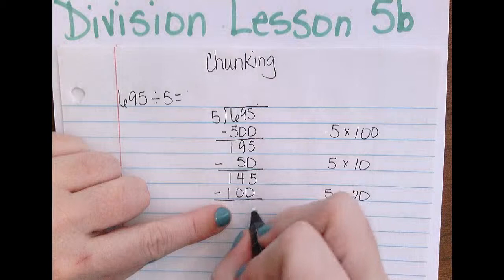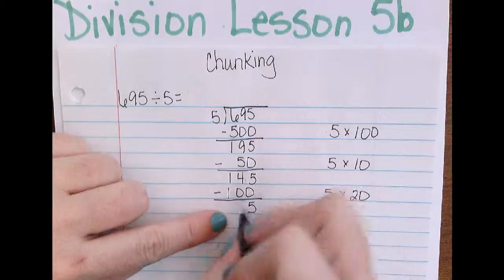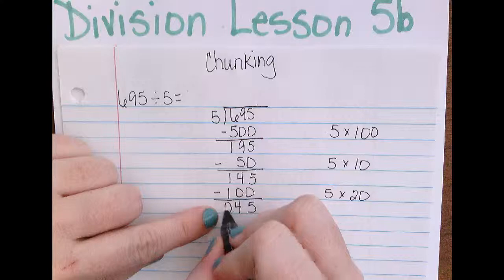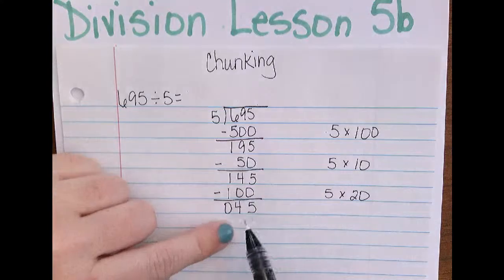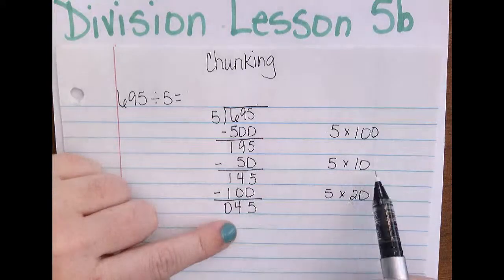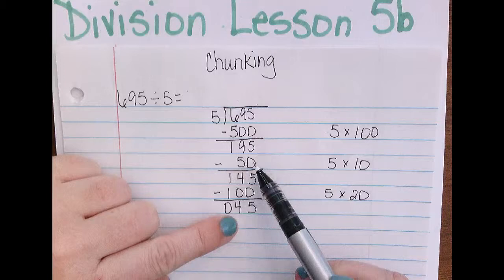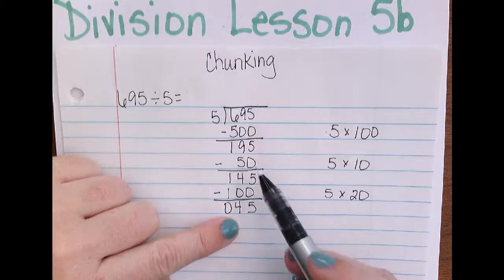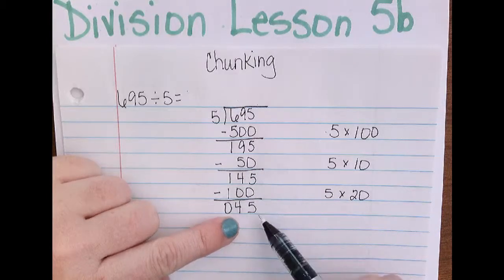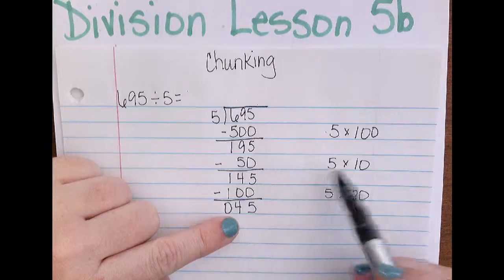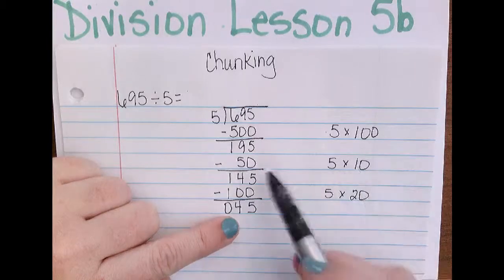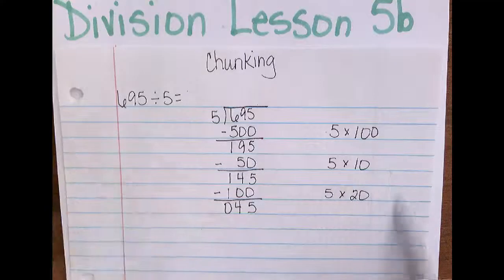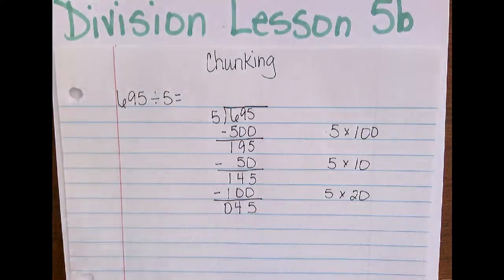5 minus 0 is 5. 4 minus 0 is 4. And 1 minus 1 is 0. All right, now I'm well within range. I can't do 5 times 10, but if you take a look, 50 and 45, those are only 5 apart. So if 5 times 10 is 50, then 5 times 9 should be 45, right?